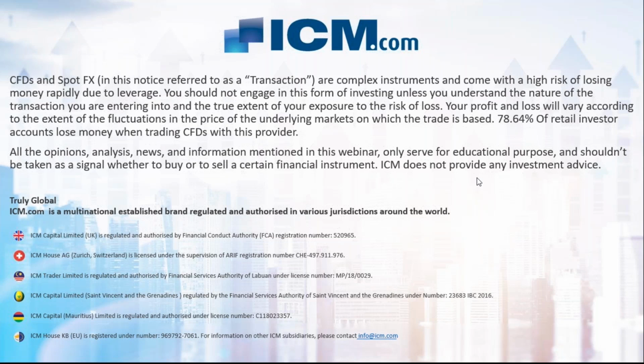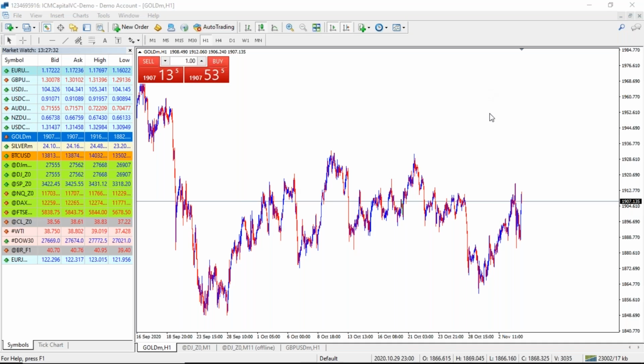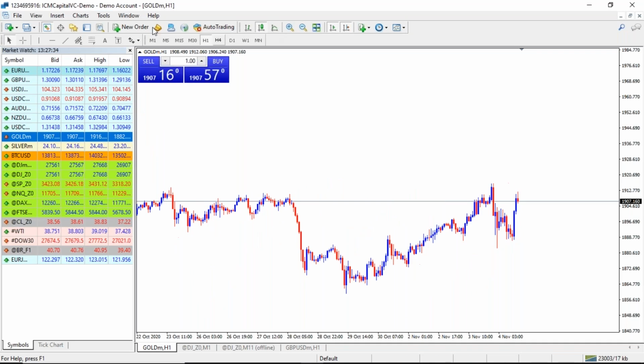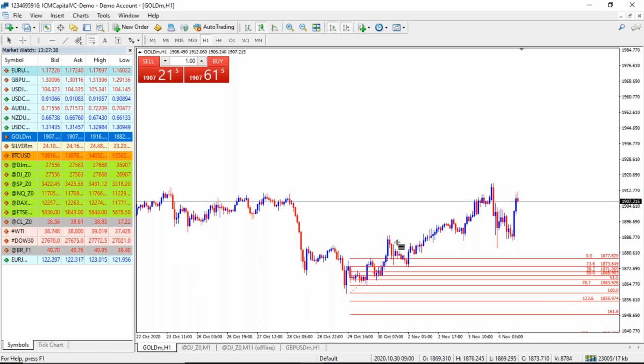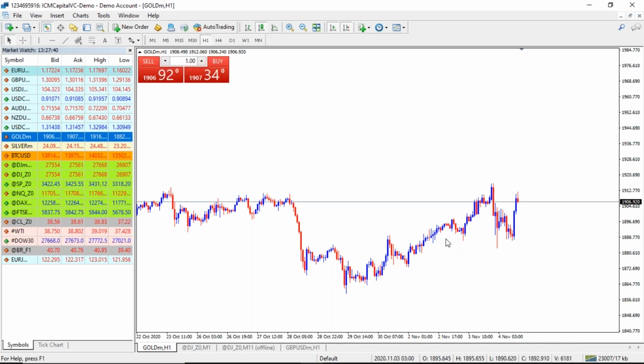Someone is asking whether we can draw the Fibonacci from the top to the upside. On the MetaTrader 4 platform, you can just click on the trade in order to see the retracements. If I'm looking for a retracement, I draw it from the bottom to the top.